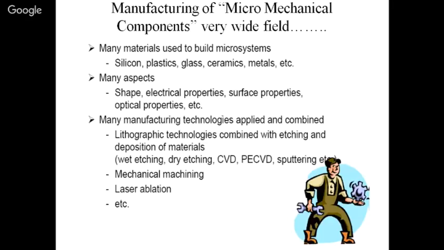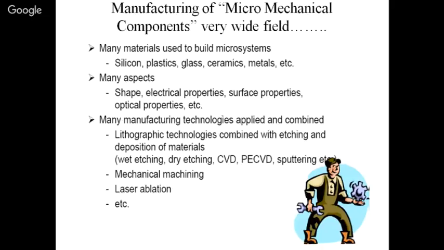Wet etching and dry etching, both two kinds. In the chemical case, it is an electrolyte with acids, or dry etching also by striking a laser beam on the solid surface, making a vaporization on the surface so that an atom can be liberated from the surface. So that is also a dry etching process. Even chemical vapor deposition, then plasma-enhanced chemical vapor deposition, PECVD, sputtering, etc.